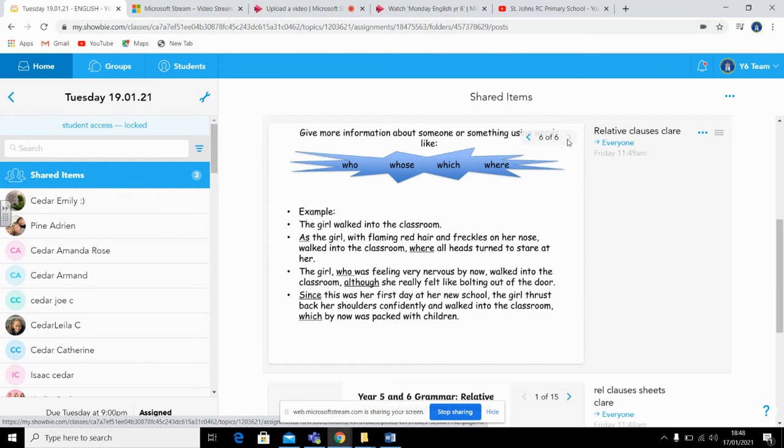So just to be clear, relative clauses include a relative pronoun, like the ones in the stars there, and they add extra detail to the sentence, and they're sandwiched together with two commas, okay? So now you know what a relative clause is and you've revised it, and you know that it includes a relative pronoun, and you know that it's included in the sentence to make a complex sentence with two commas.